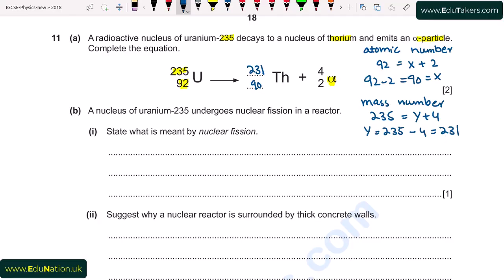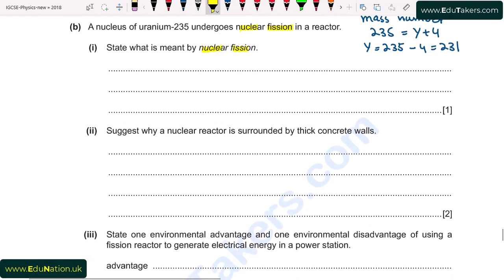Now we check that atomic number and mass number on both sides of this arrow are equal. Part B. A nucleus of uranium-235 undergoes nuclear fission in a reactor. Part 1. State what is meant by nuclear fission. Here we have to define what is meant by nuclear fission. So splitting of a nucleus into smaller nuclei is known as nuclear fission.